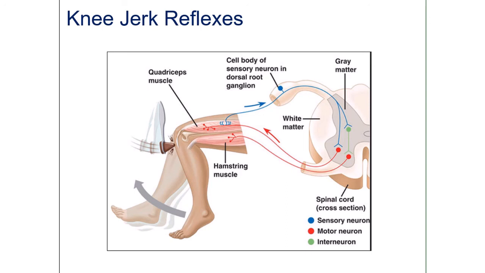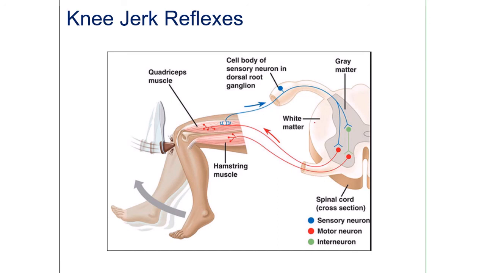Another one that you probably have seen in cartoons is the knee jerk reflex. There is a tendon at the bottom of the kneecap called the patella tendon. If you tap on that, it's going to create a knee jerk reflex. The signal is going to tell your quadriceps muscle to contract, and it's going to tell your hamstring muscle to relax, and as a result your knee is going to kick forward a little bit.